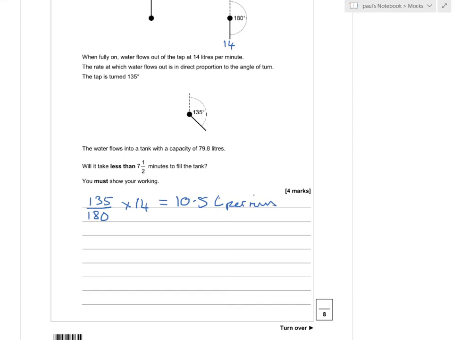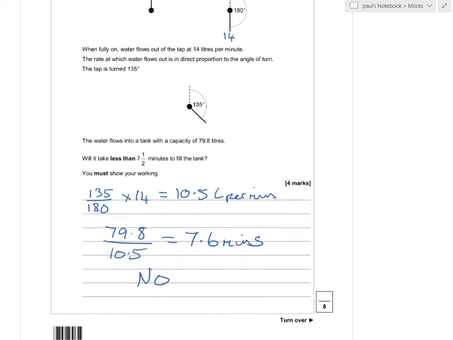Okay, 10.5 litres per minute. Now, the water flows into the capacity of that, so we've got 79.8 divided by 10.5. How long is that going to take? 79.8 divided by 10.5, 7.6. 7.6 minutes. Will it take less than half? No, it won't, because it's taking too long. Okay, so we don't need to convert that into seconds.